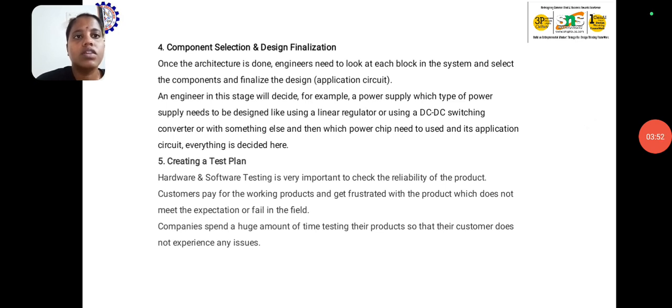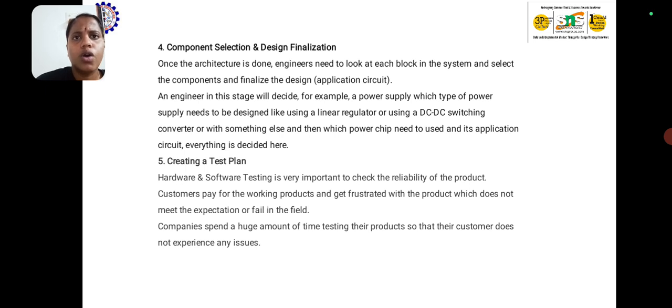Once the architecture is done, the engineer needs to look at each block in the system, select the components and finalize the design. An engineer at this stage will decide, for example, which type of power supply needs to be designed, like using a linear regulator or a DC to DC switching converter, or something else, and then which power chip needs to be used, and its application circuit. Everything is designed. Next one is creating a test plan.